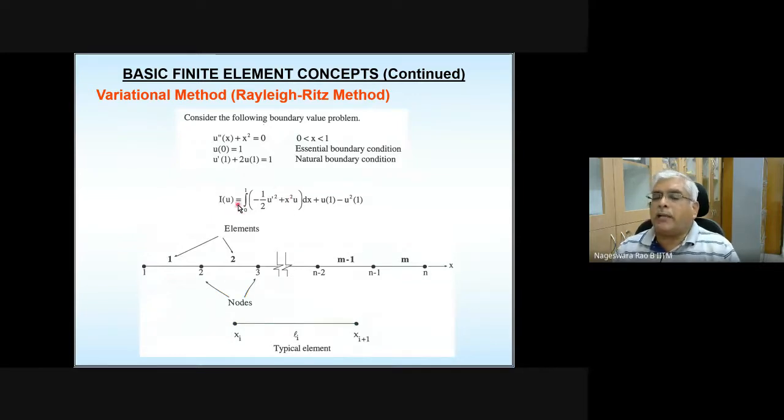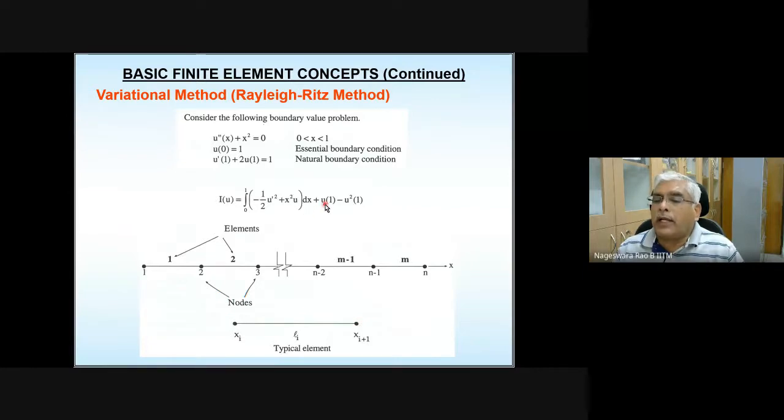Instead of integrating from 0 to 1 at a single stretch, we are going to integrate starting from some value, let's say 0, and going to some value. Instead of integrating from 0 to 1, we are going to integrate over several pieces. So this equivalent functional, we are going to write in a slightly different way.